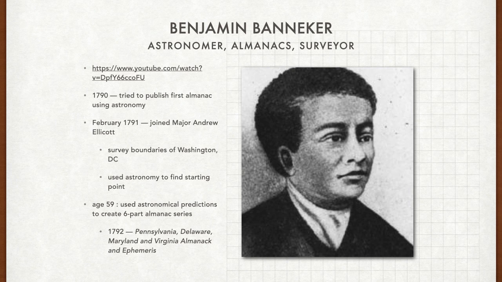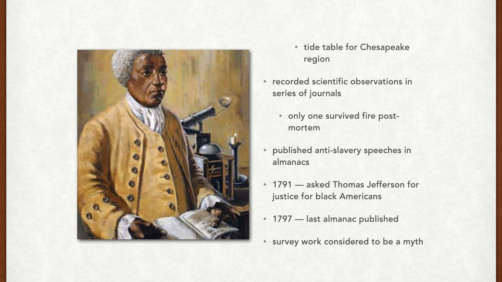His almanacs, published in 1792, were titled Pennsylvania, Delaware, Maryland, and Virginia Almanac and Ephemeris. Okay, that was the formal title. They also included, like many almanacs, a side table for the Chesapeake region. Okay, here's Banneker when he was older.